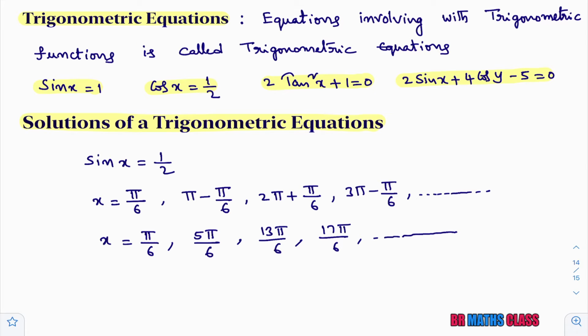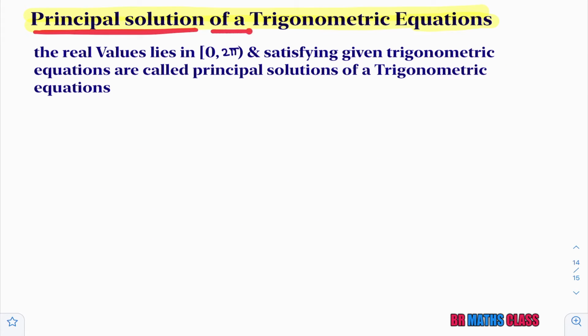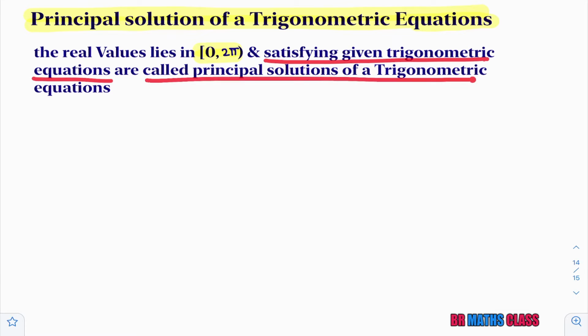Now we will learn what is principal solution of a given trigonometric equation. Principal solution of a trigonometric equation. What is meant by principal solution of a trigonometric equation? The real values which lie in this interval, closed 0, open 2 pi. See, 2 pi is not included in this interval. The real values which lie in this interval satisfying given trigonometric equation are called principal solutions of trigonometric equations.